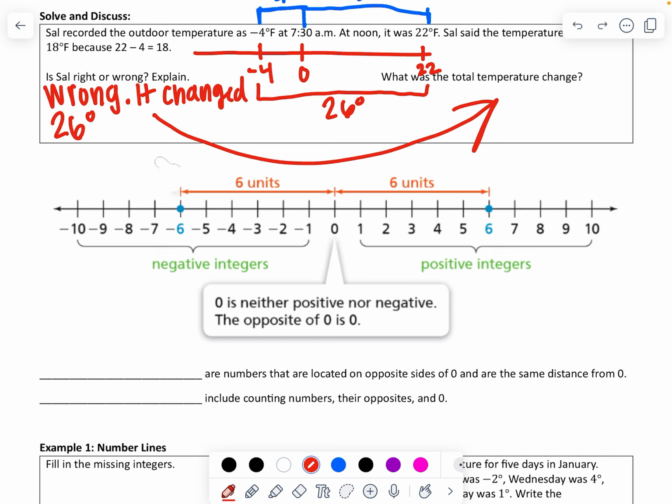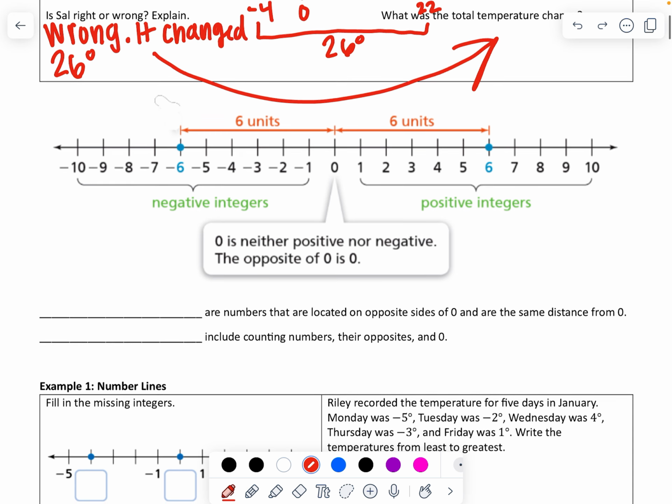And then it says 0 is neither positive nor negative, and the opposite of 0 is 0. So you can't say you have -$0. Okay? You just have $0. It's not positive nor negative, it's just 0. So the first thing we're going to write down for our vocab is opposites.